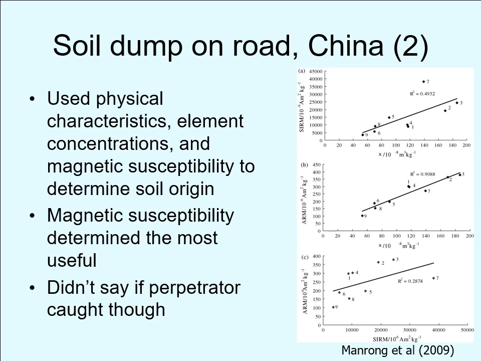So actually looking at the soil type itself, looking at things like the physical characteristics I've already told you, elements in there, and actually magnetic susceptibility, which I've talked about in the geophysics lecture, to work out where the soil might have come from. And they actually probably got a good link to where it came from, but they couldn't actually say who did it or not. So again, you can read more about that if you wish.